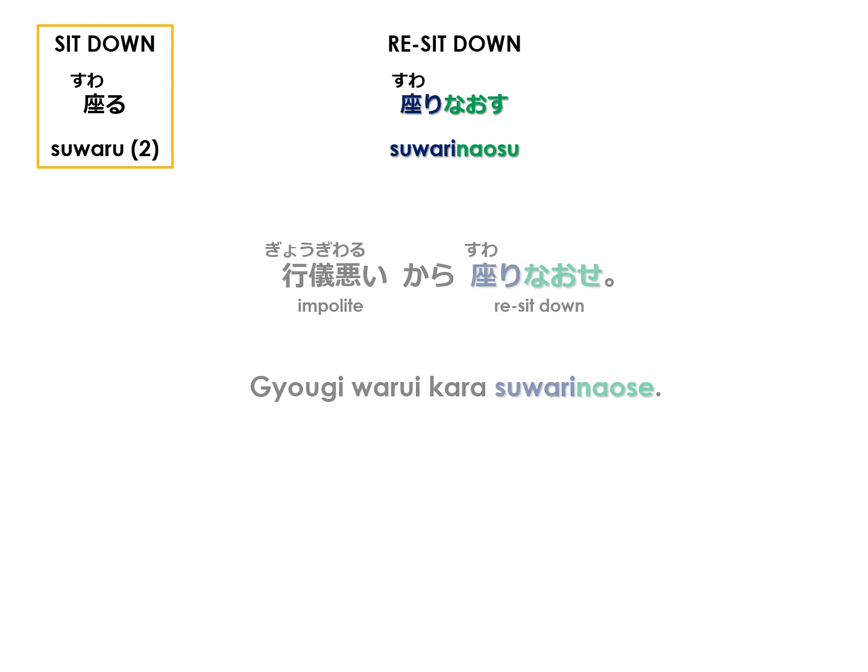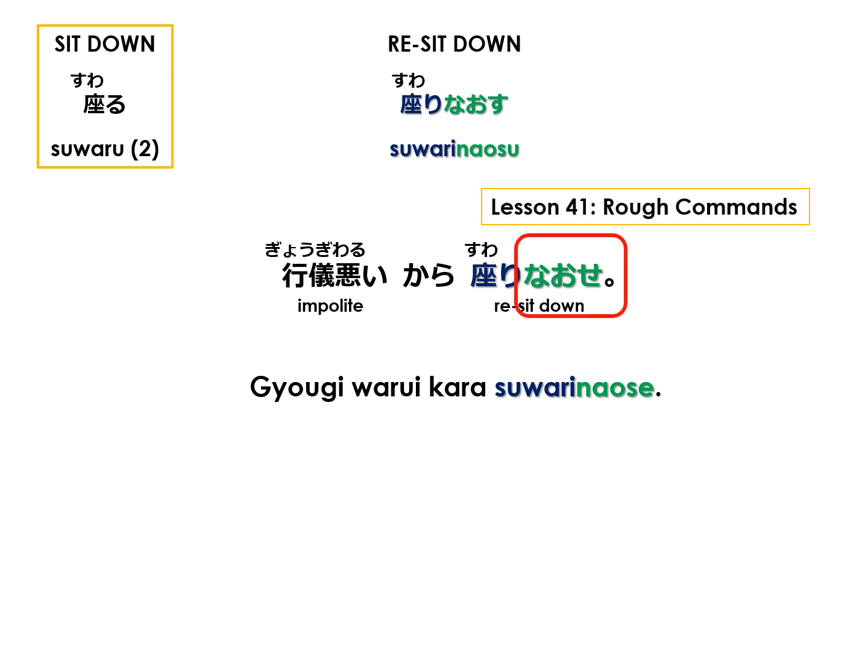To sit down is 座る and 座り直す. 座り直す means to sit down again or change your position or change the way you're sitting down. Our sentence, 行儀悪いから座り直せ。Here we've conjugated 座り直す into 座り直せ, which is a rough command, something we learned to do in lesson 41.